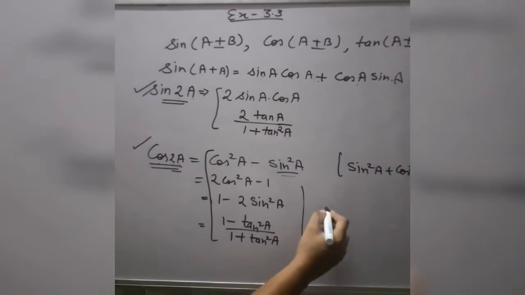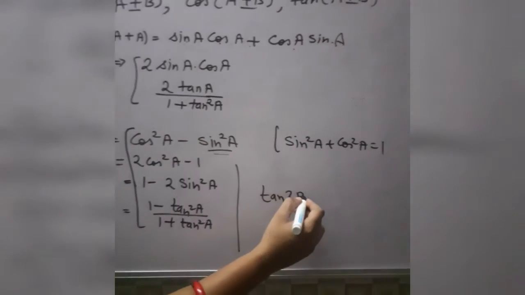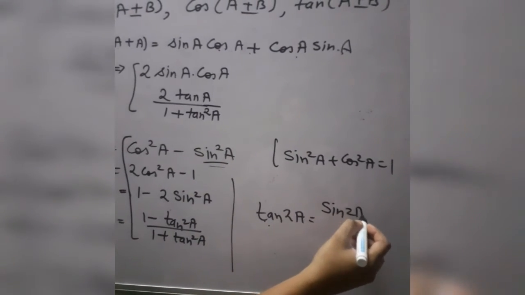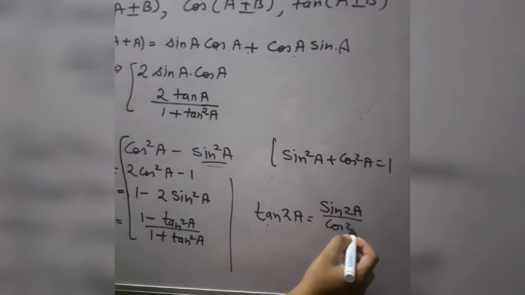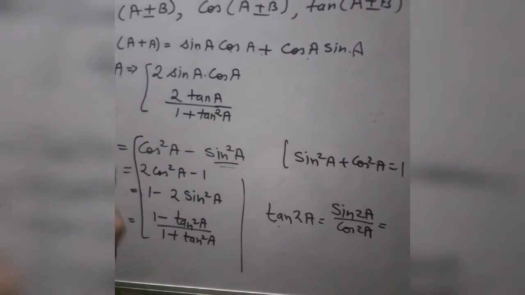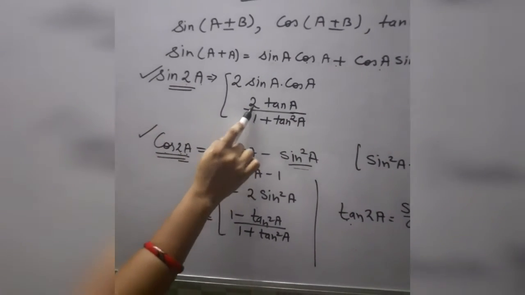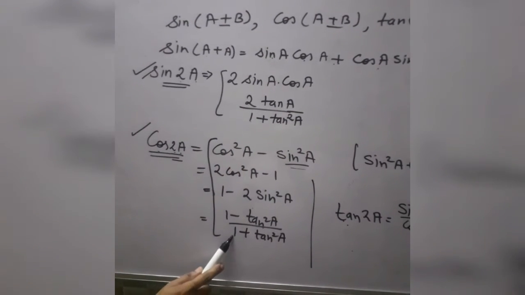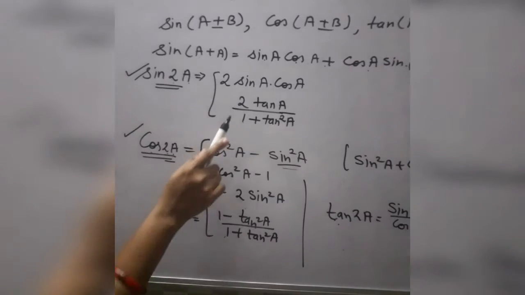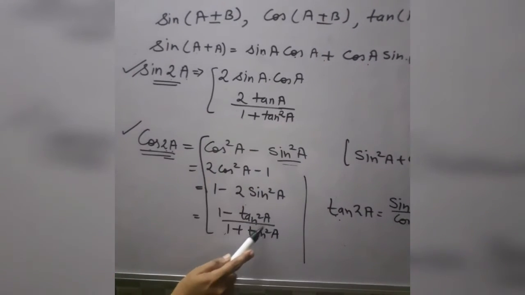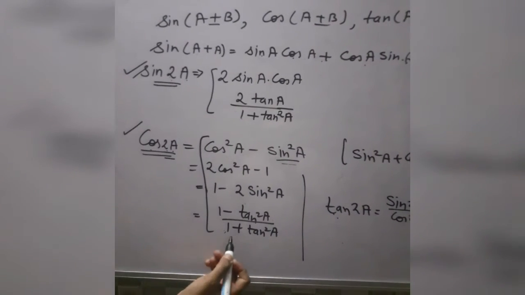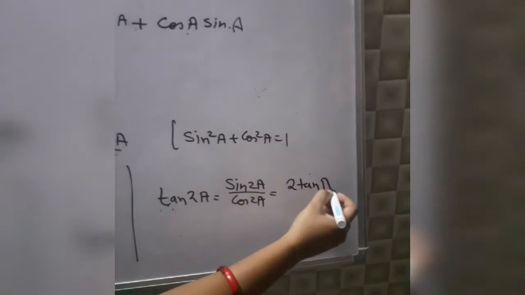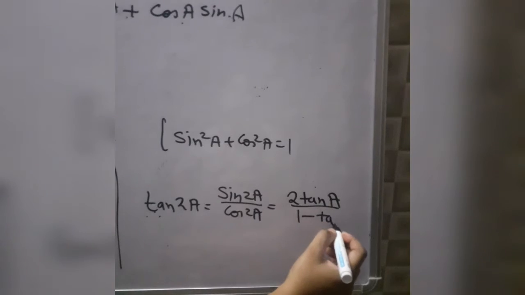Next is tangent 2A. All of you know that tangent is equal to sine by cos. So tangent 2A can be written as sine 2A by cos 2A. And what is the formula for sine 2A in terms of tangent? 2 tangent A divided by 1 plus tan square A. And this is the formula for cos 2A. When you divide these 2 formulas, then 1 plus tan square A is cancelled with 1 plus tan square A. It gives you the value of tangent 2A, which is equal to 2 tangent A divided by 1 minus tan square A.